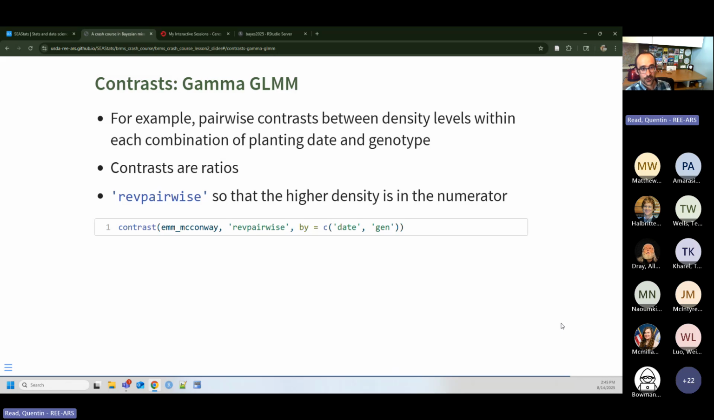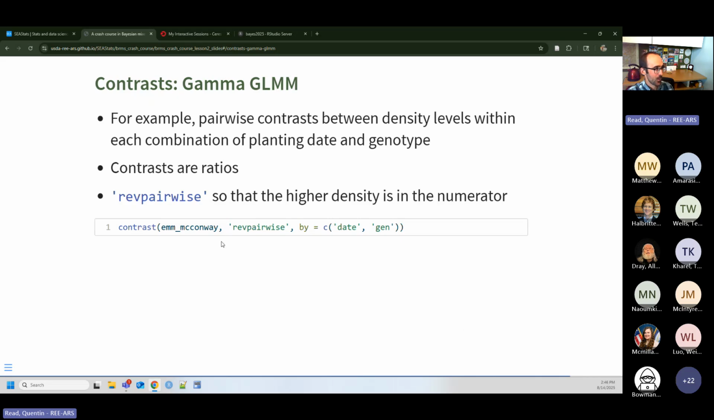And we can now do contrasts if we want to do hypothesis tests to specifically compare different levels of density or planting date or genotype. And because this model was on the log scale, the contrasts are going to be ratios. They're multiplicative differences. So we wouldn't say yield is 2 kilograms or whatever per hectare higher. We would say it's 1.5 times higher or 0.8 times as high. Those are on the ratio scale.